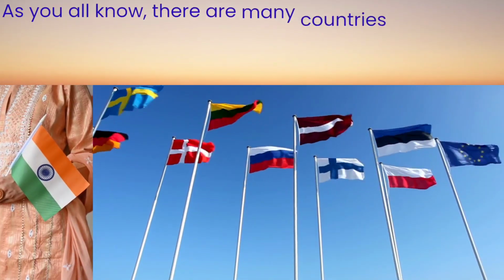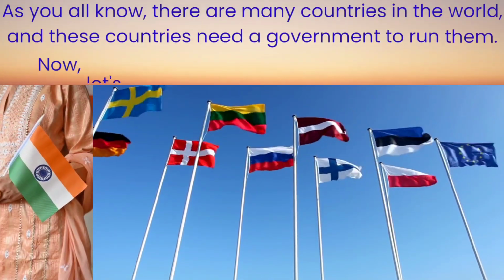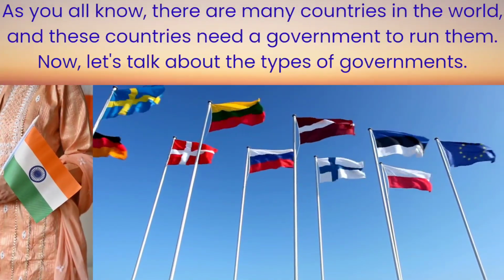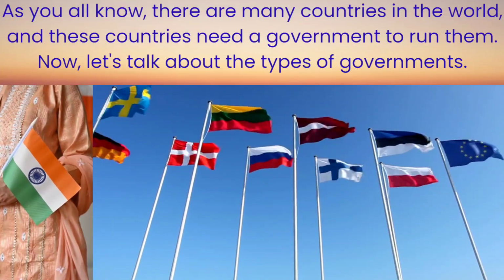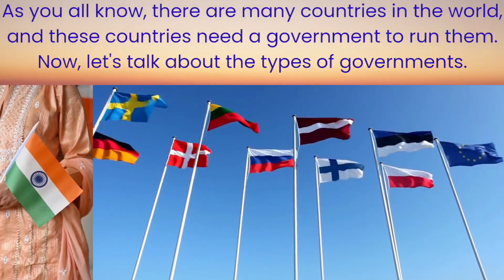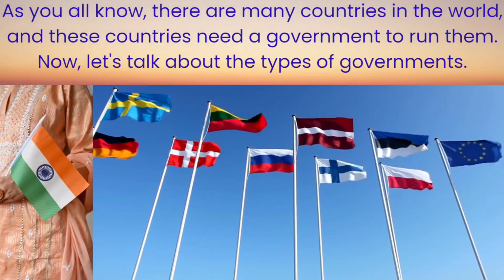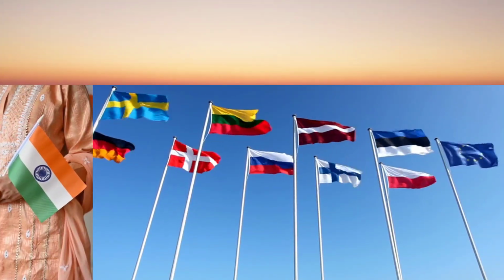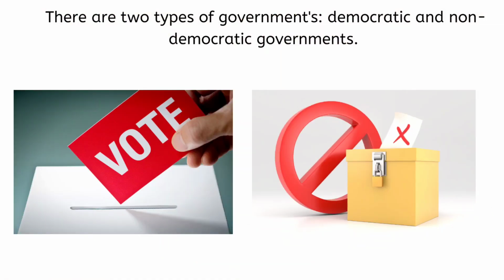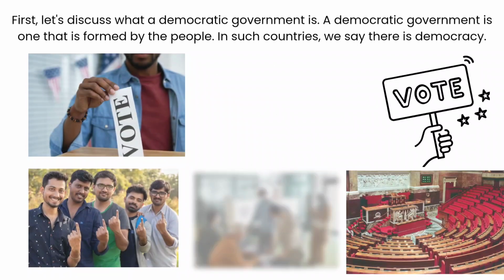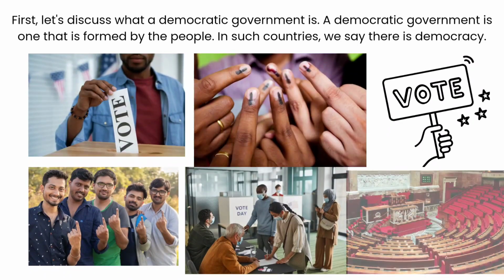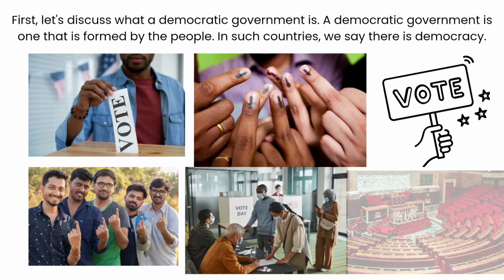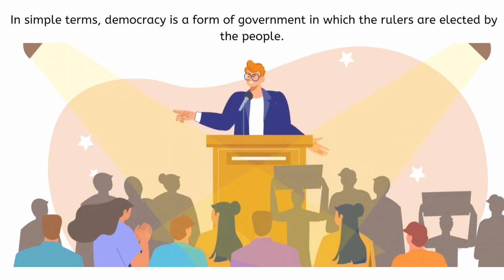So, let's start. As you all know, there are many countries in the world, and these countries need a government to run them. Now, let's talk about the types of governments. There are two types, democratic and non-democratic governments. First, let's discuss what a democratic government is. A democratic government is one that is formed by the people. In such countries, we say there is democracy.